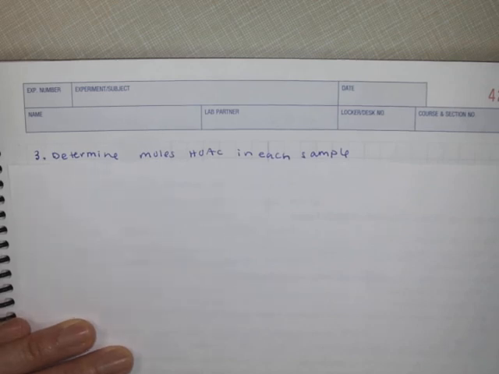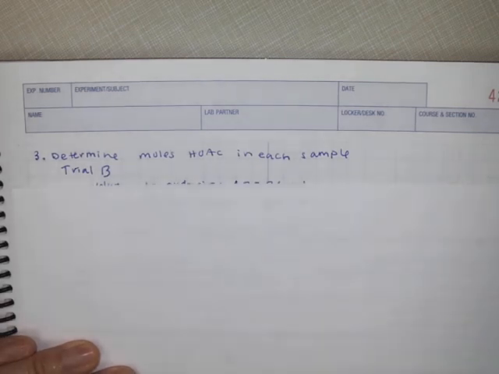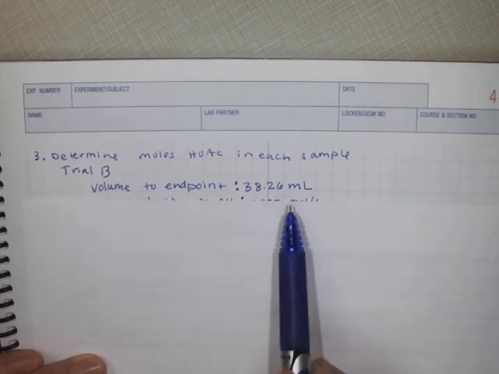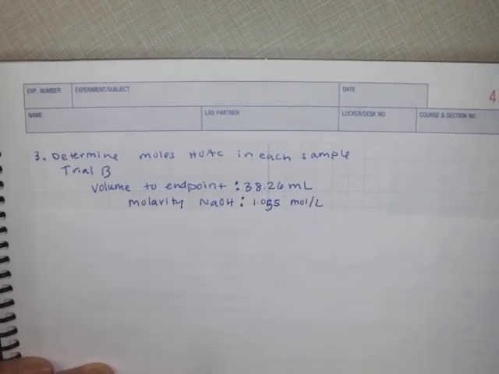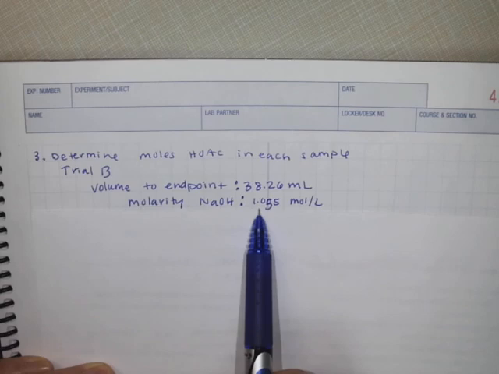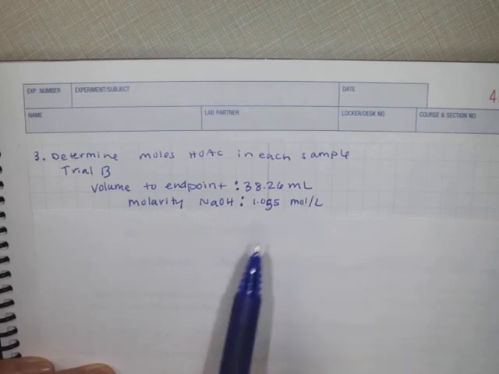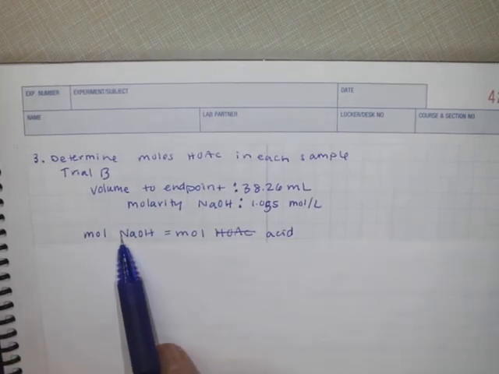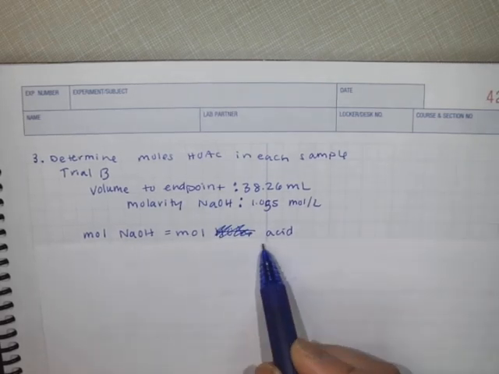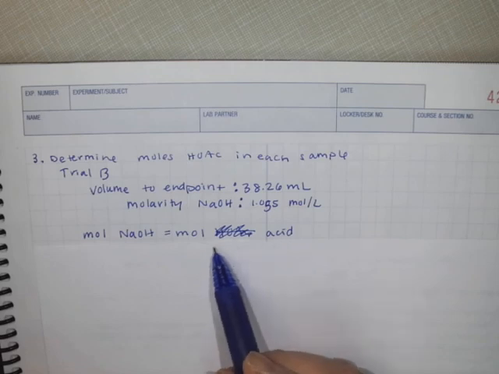Your next task was to determine the moles of acetic acid in each sample. So again, I'm just going to do it for trial B. So let's say my volume to the endpoint was 38.26 mils. My molarity that I found from last week, again, you can go back to that to figure out how to find the molarity of sodium hydroxide, is 1.055 moles per liter. So the moles of NaOH equals the moles of acid. Not necessarily of acetic acid.